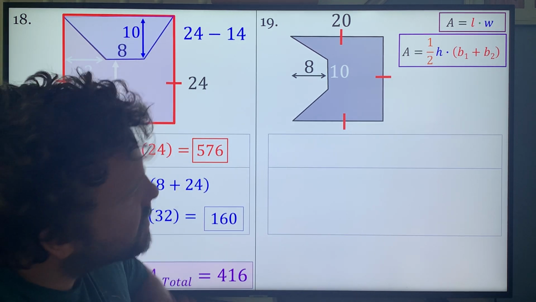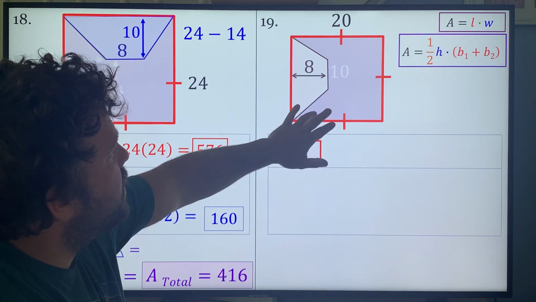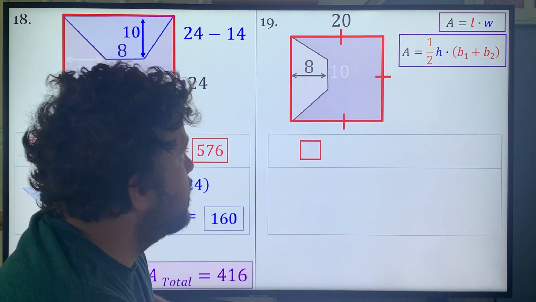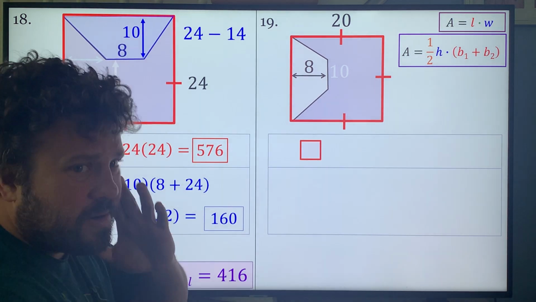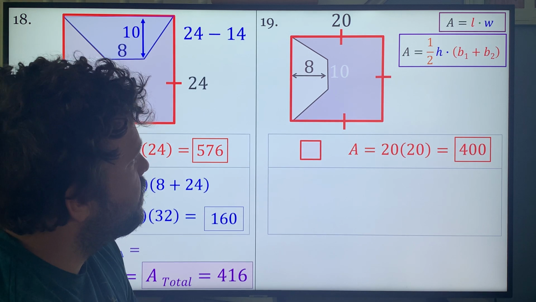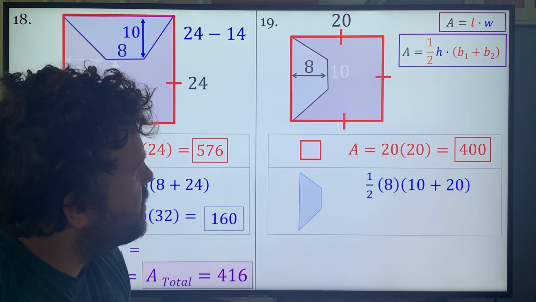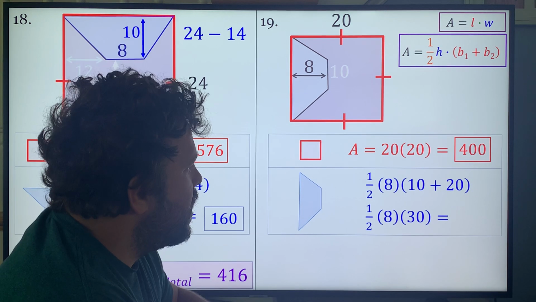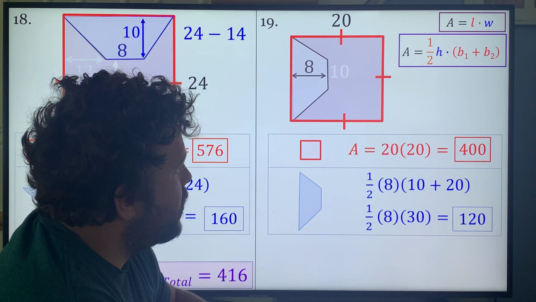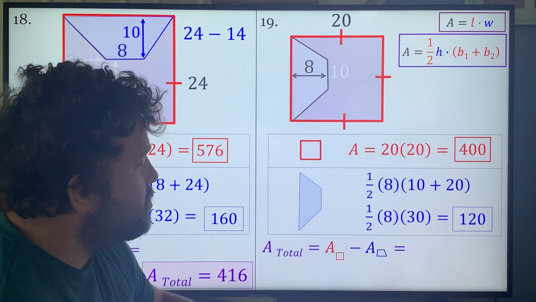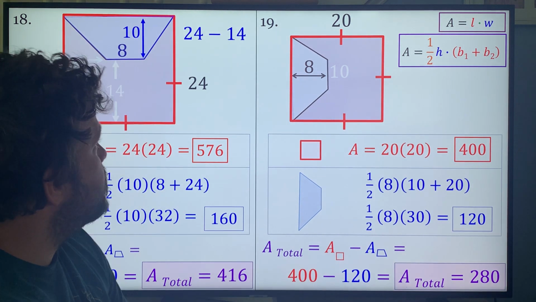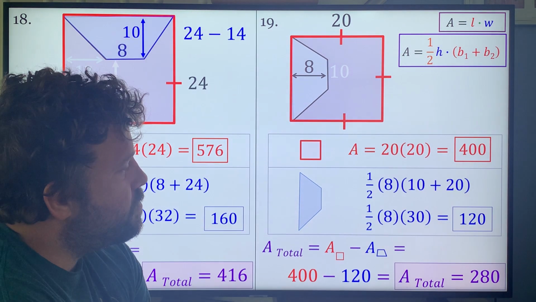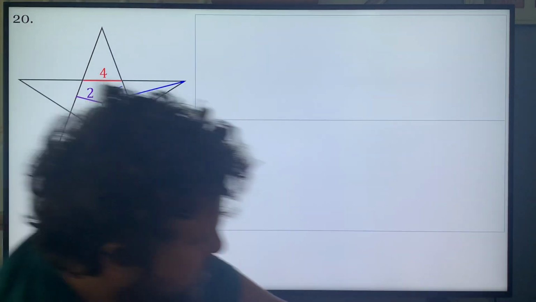What do you have here? Same thing. You have a square. And out of the square, you're going to take out a trapezoid. You have the same problem twice in a row. You should have gotten that one. So 20 by 20, right? This one right here, you take your trapezoid. 1/2 of 8, 10 times 20, because all these sides are the same. 120, because you're taking it out, subtraction, your answer is 280. Right? We all good? All right, that's number 20.